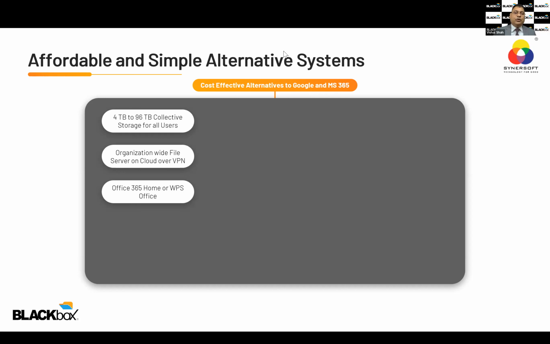They'll be using this 4 terabyte to 96 terabyte kind of collective storage with an alternative file server, and they'll be using desktop applications of MS Office. In case you don't want to spend 6,000 rupees per year across 6 users, which is just less than 100 rupees per user per month, you don't have to pay 660 rupees per user per month. You can do it in just 100 rupees per user per month, and you can use all the prowess of MS Office, and you can also use WPS Office in case, and that will save all your money.